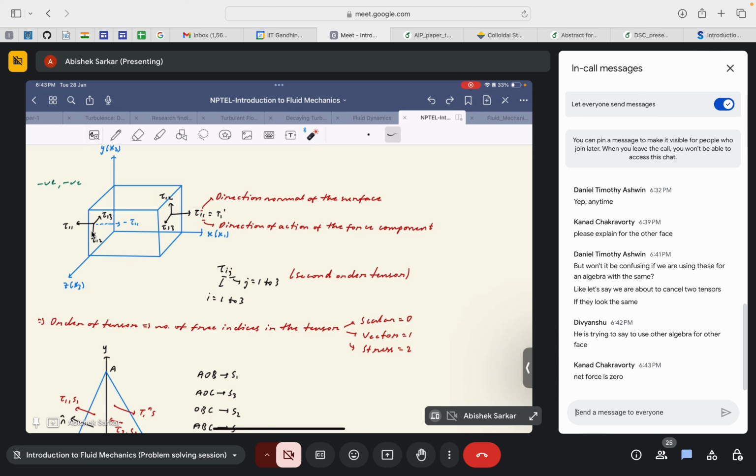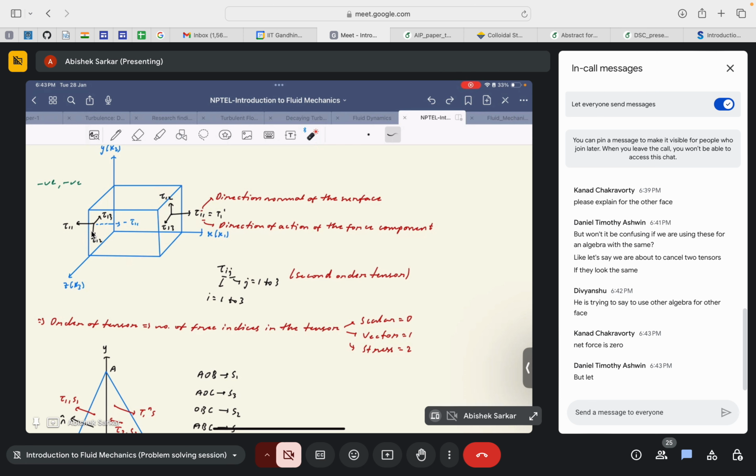But these two stress components will try to create a rotational motion to this particular fluid element, okay, and that might not always be 0, but you will eventually see that because of the distribution of the stress components on this surface, they try to balance each other out so that there is no discernible rotation to this particular fluid element. You will see that, okay.